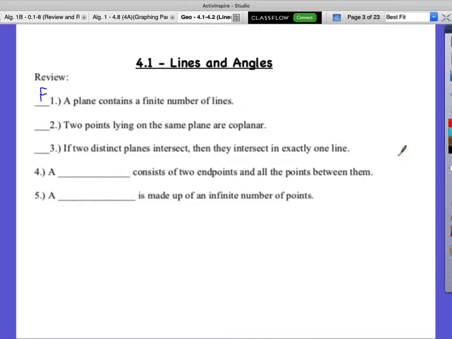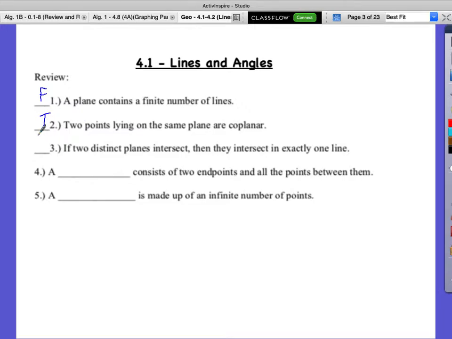Okay. Two points lying on the same plane are coplanar. Is that big facts or big lies? Two points lying on the same plane are coplanar. That's big facts, okay? That's what coplanar means, that they're on the same plane. Co, meaning like same or with. Planar, plane. True. If two distinct planes intersect, they intersect at exactly one line. True. That is big facts.